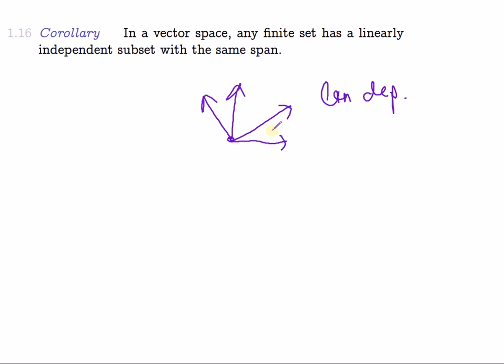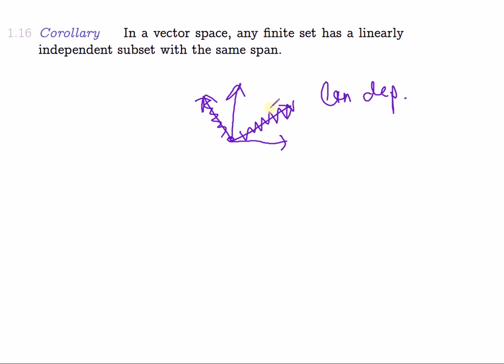Okay, suppose I throw out this one. Now these are still linearly dependent. Suppose I throw out this one. These are linearly independent. Is the span of these two any smaller than the original span?